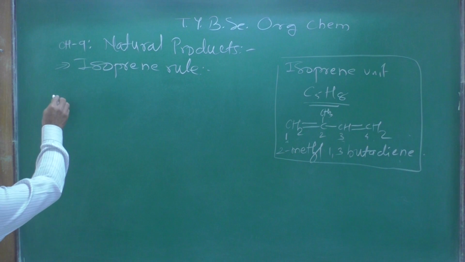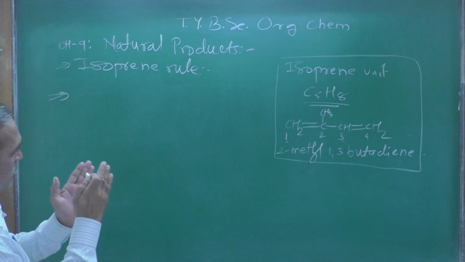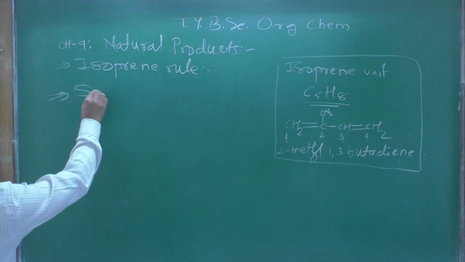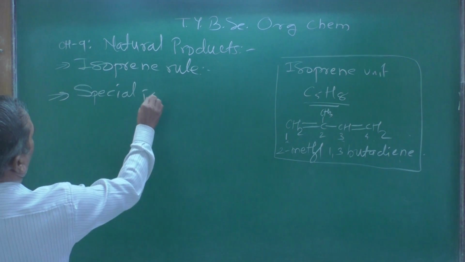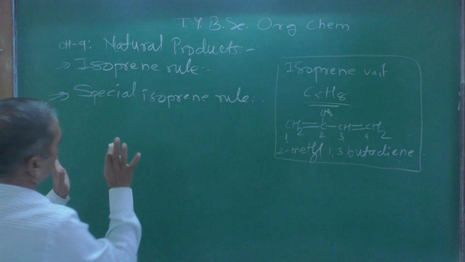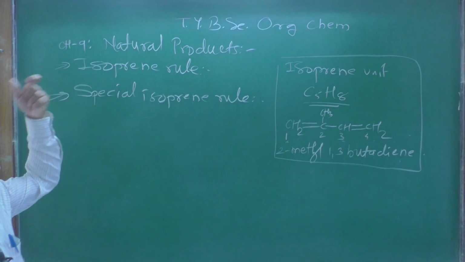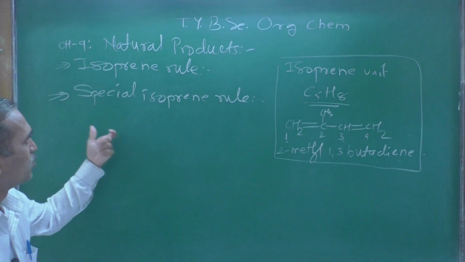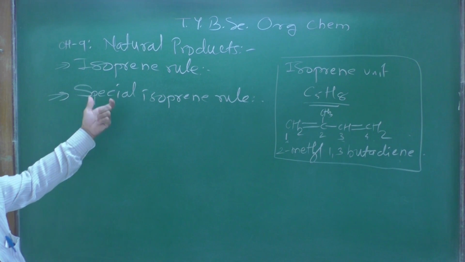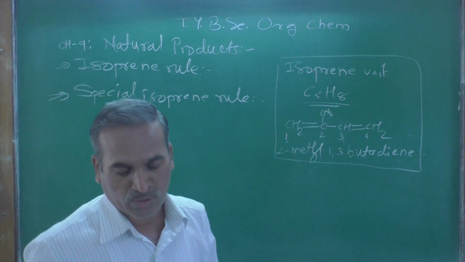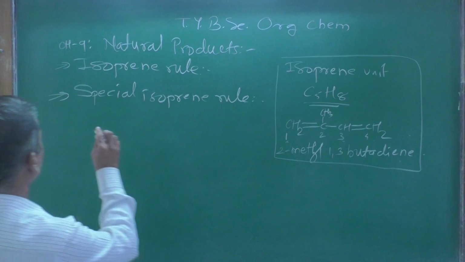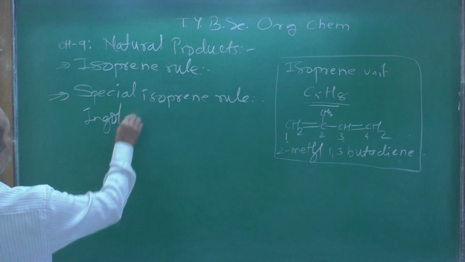Now let us see another term, which is the special isoprene rule. Just now we have defined the isoprene rule. Now we are going to define the special isoprene rule. What do you mean by the special isoprene rule? Ingold is a scientist's name.